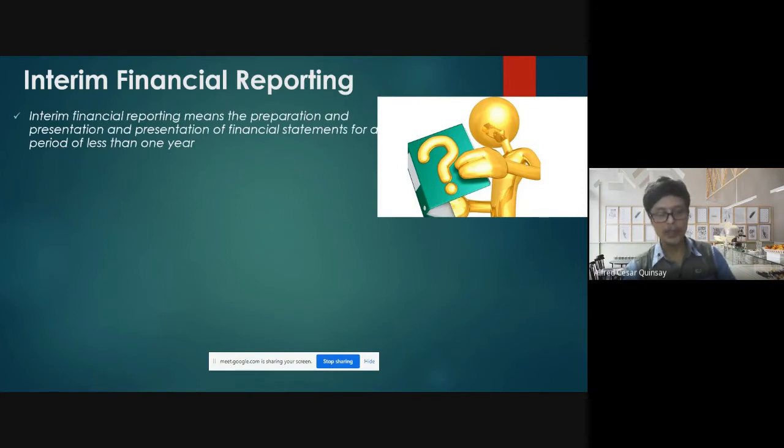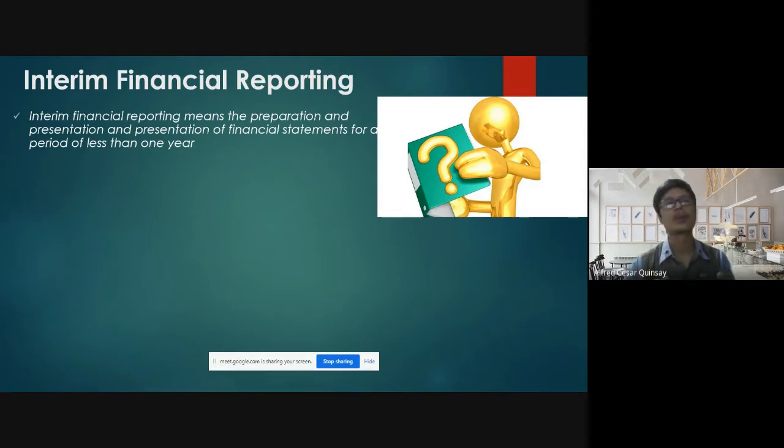Okay, so interim financial reporting means the preparation and presentation of financial statements for a period of less than 1 year. You know that preparing financial statements is normally done for one year, no? So the financial statement is as of ending, let's say, December 31. We're used to the calendar year, no? But did you know that financial statements can be dated other than the calendar year, no?